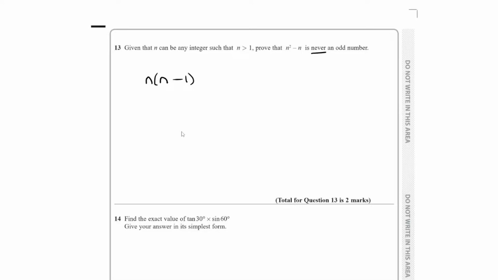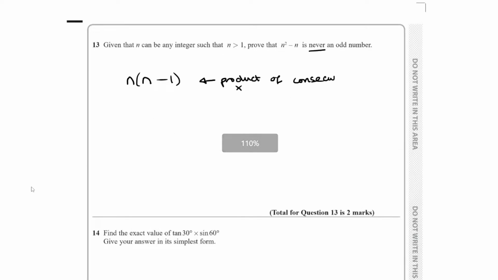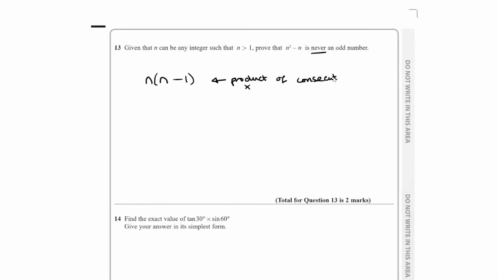Think about consecutive numbers. In a number line, consecutive numbers, one is always odd, one is even. It doesn't matter which order they come in, because what I did is I said, right, so this is the product, and product means multiply, of consecutive numbers, so numbers that come after each other. Consecutive numbers, well, integers, let's say more specifically, because they've said that n is an integer, isn't it? n is a whole number. Integers, which is another word for whole numbers. That's the product of consecutive integers.